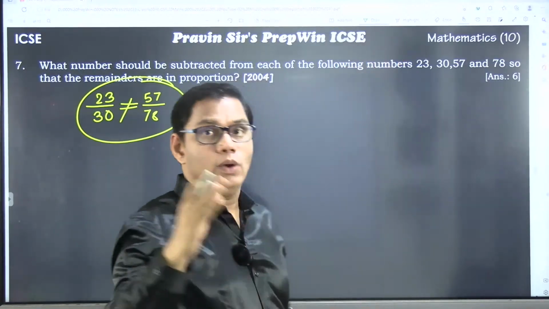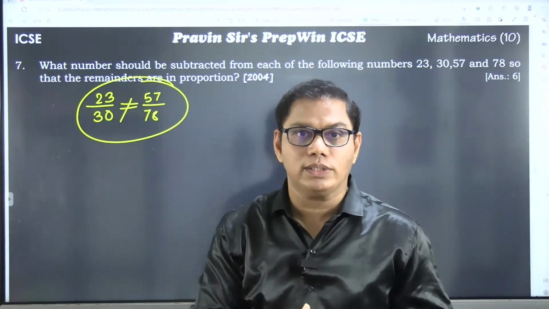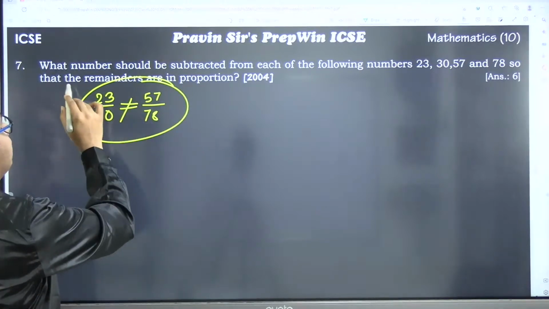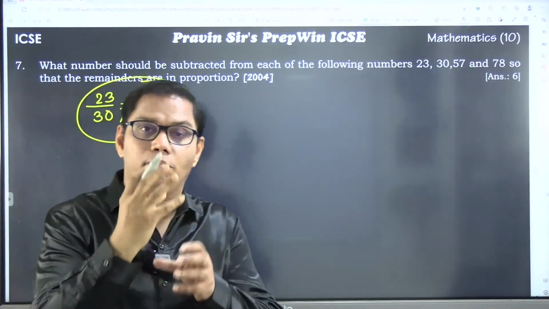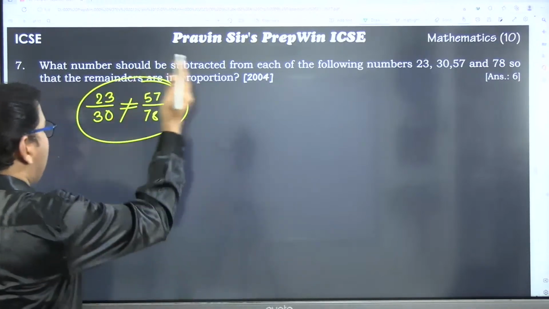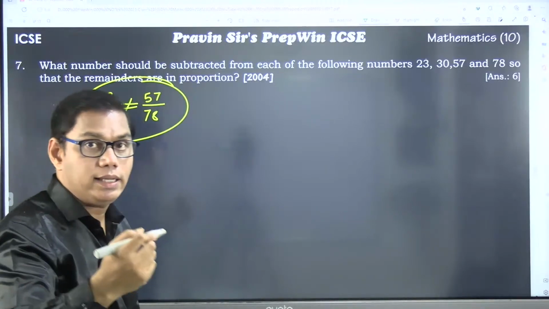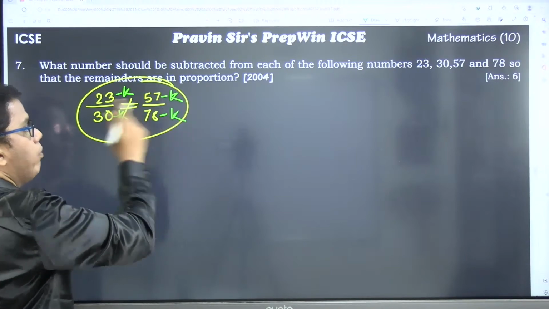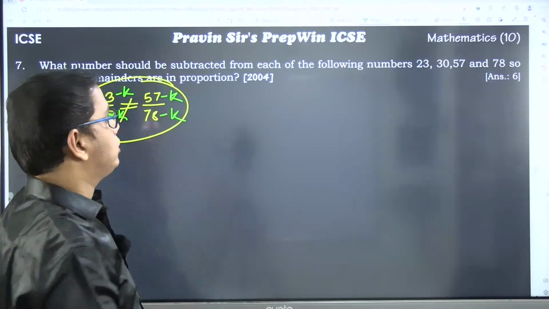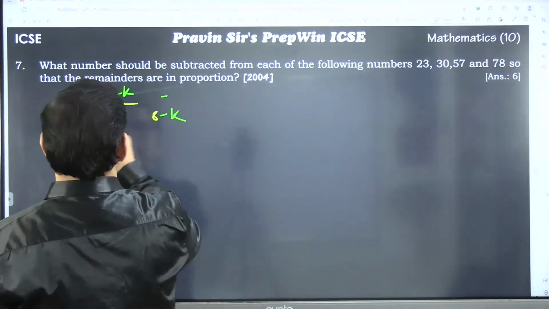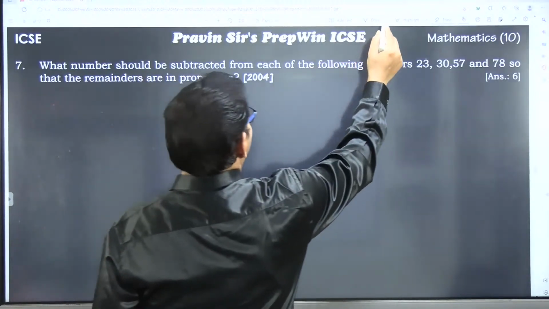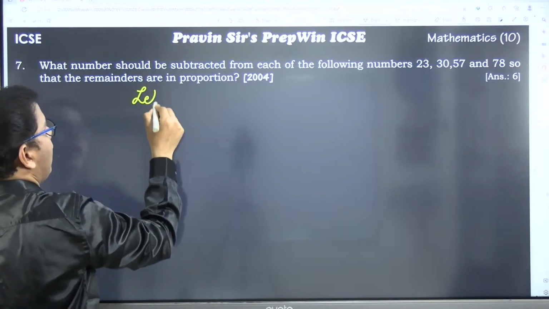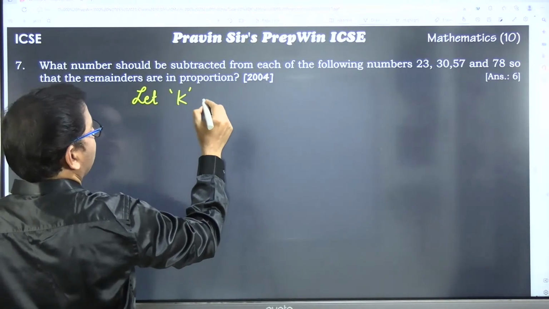What does proportion mean? When ratios are equal, we say terms are in proportion. So these are not in proportion, but they are saying what should be subtracted. From all of these, subtract one number. Let us say that number to be subtracted is k. So subtract k from 23, subtract k from 30. If we subtract the same number from all, we will get them in proportion. So what is that number? What should be subtracted? I hope you are understanding the question. What number should be subtracted? I will say, let k must be subtracted. Let k.